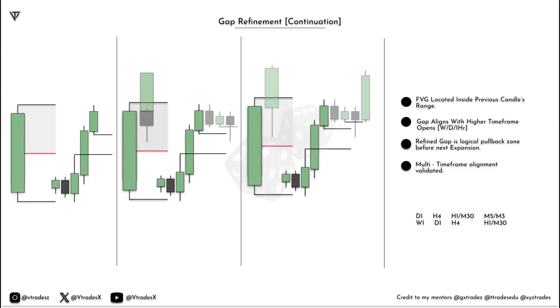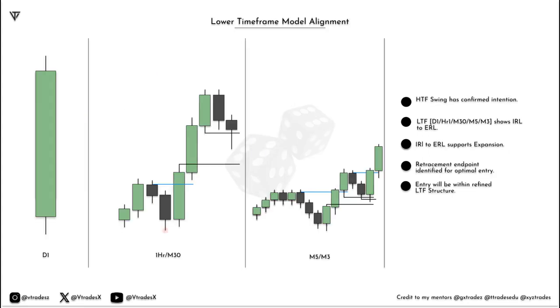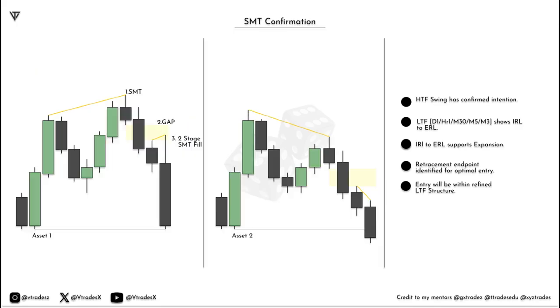Higher time frame gives me direction. Lower time frame gives me entry. If daily is bullish, I'm not looking for shorts on the 5-minute. I drop down, wait for structure, and refine my entry inside lower time frame price action. SMT is extra confirmation. If one asset makes a higher high and the other doesn't, that's telling you something. It's not mandatory, but when it's there, it adds confidence.